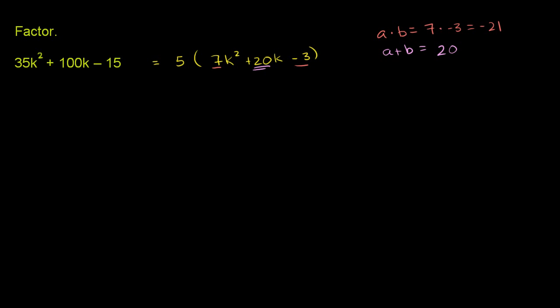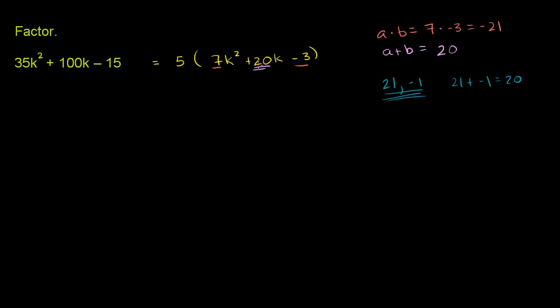So let's think about it. If we take 21 and negative 1, their product is negative 21. 21 times negative 1 is negative 21. And if you take their sum, 21 plus negative 1, that is equal to 20. So these two numbers right there fit the bill.